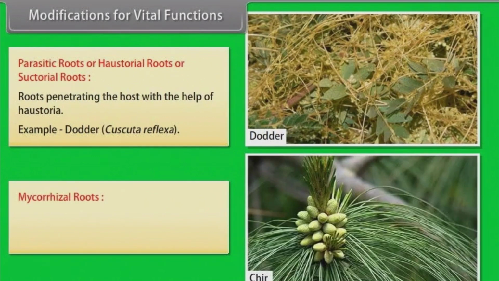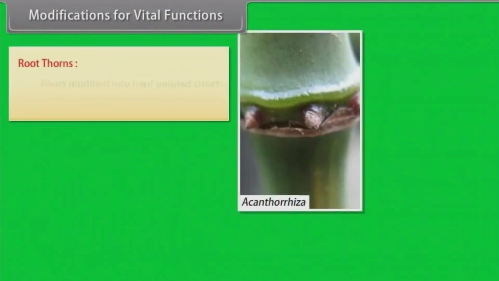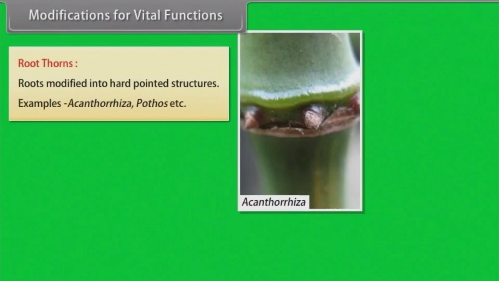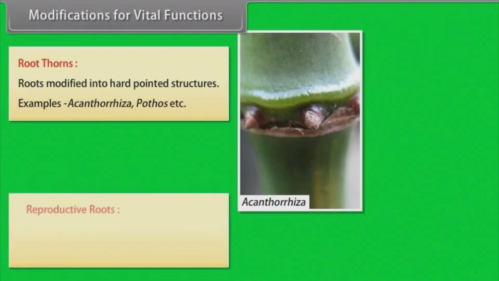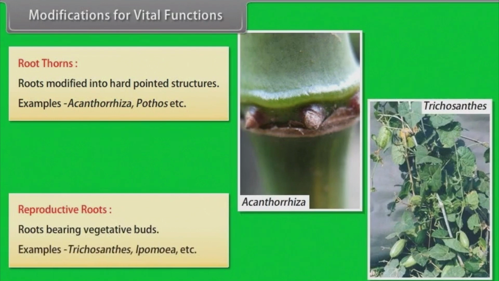Mycorrhizal roots. Roots associated with fungi. Examples, pine, birch, etc. Root thorns. Roots modified into hard-pointed structures. Examples, Acanthorhiza, pothos, etc. Reproductive roots. Roots bearing vegetative buds. Examples, Trichosanthes, Ipomoea, etc.